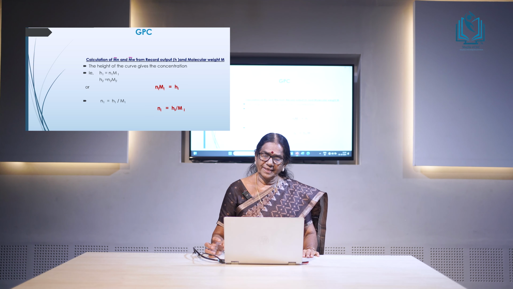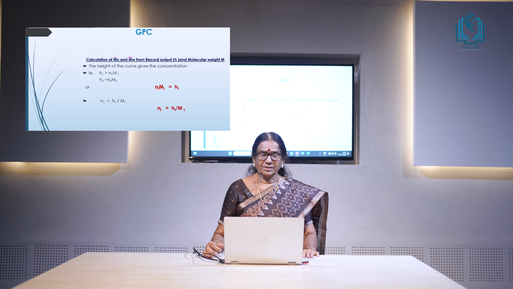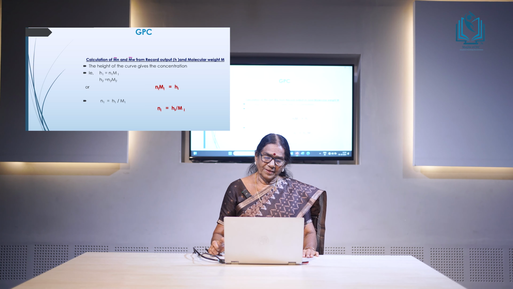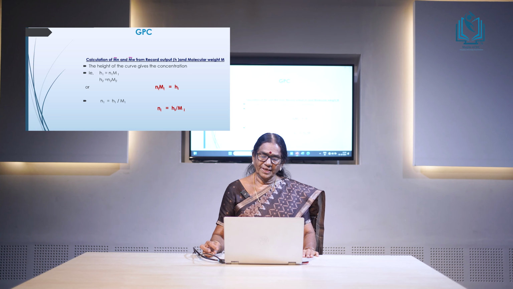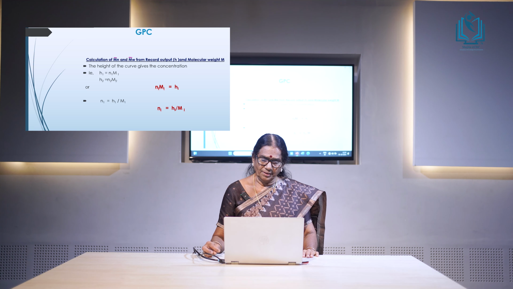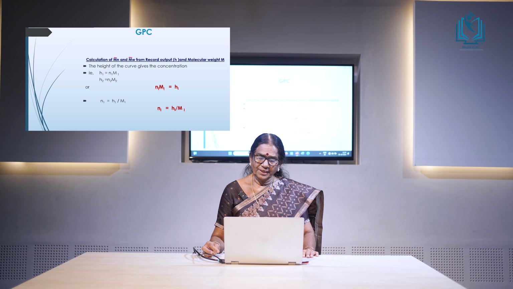For each H, the height of the line represents the concentration, and the concentration is equal to N1 into M1. N1 is the number of molecules of that particular sample, and M1 is the molecular weight of that sample. So H2 is equal to N2 M2, and like that we have Ni Mi equal to Hi. From that we can calculate Ni, the number of molecules of each fraction: Ni is equal to Hi by Mi.